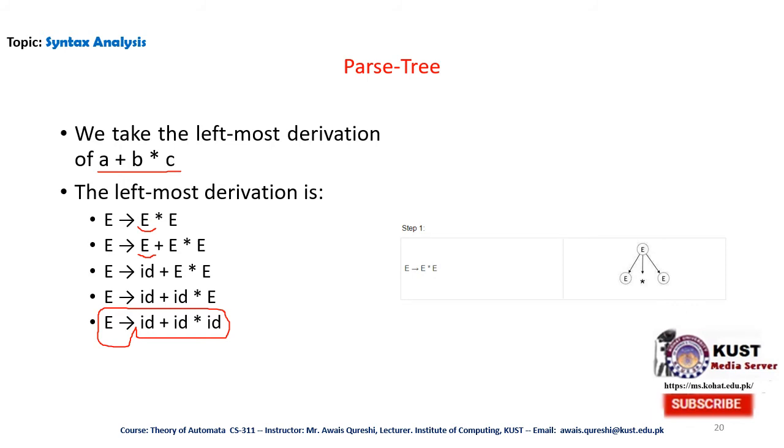And in step 1 we can see the root node. Here the root node is e, because we have started from this e, so for that reason this is the root node of this tree. Here you can see that we have used this e and then the star operator in between, and the two nodes, the left node and the right node.